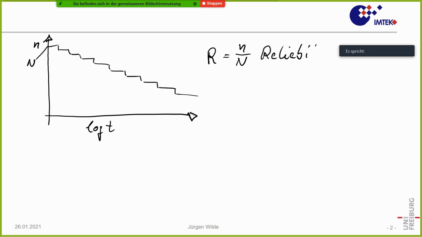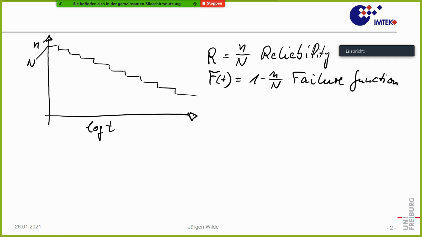The complementary of the reliability function is the failure function. You could also say it's a failed portion, and that's just 1 minus R, or you could say if you measure in percent, 100% minus reliability in percent, and so that's the failed portion.